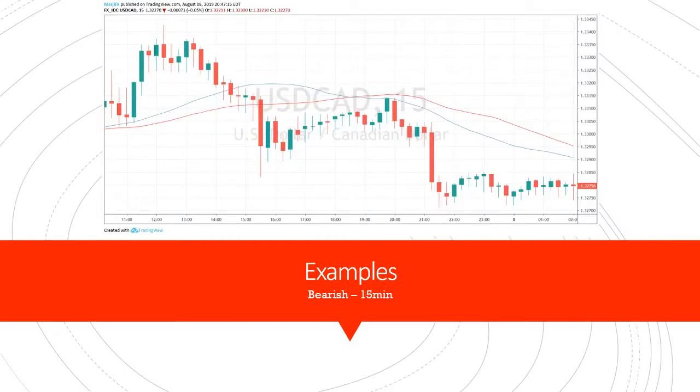The next example is bearish, and it is a 15-minute chart. I wanted to include different time frames so you see how this can be implemented on the 15-minute chart, hourly, 4-hour, daily, weekly, anything you like. This is the Canadian dollar, the loonie.